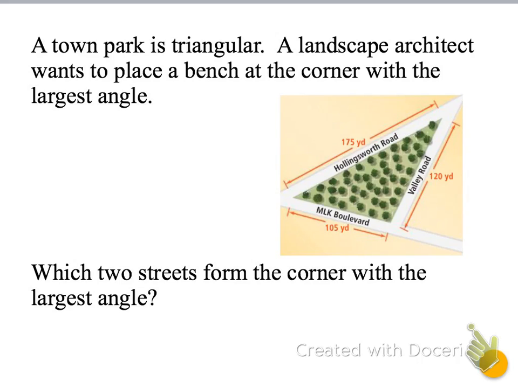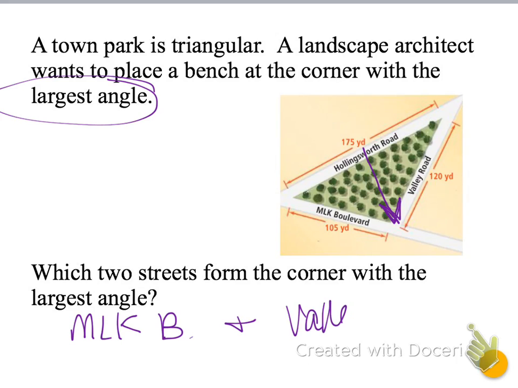Okay, so a town park is triangular. A landscape architect wants to place a bench at the corner with the largest angle. So we're going to be looking for the one that we think has the largest angle. Which two streets form the corner with the largest angle? So if two sides aren't congruent, and it looks like all of my sides aren't congruent, that means the largest angle should sit across from the largest side. So 175 yards looks like it is my largest side, so my largest angle is going to be here. So it's going to be between MLK Boulevard and Valley Road.